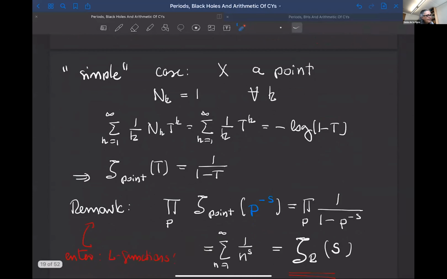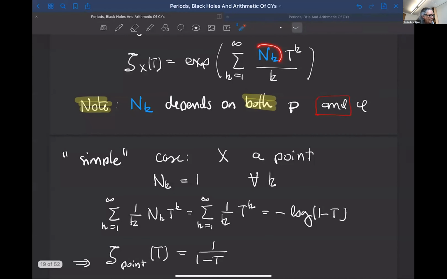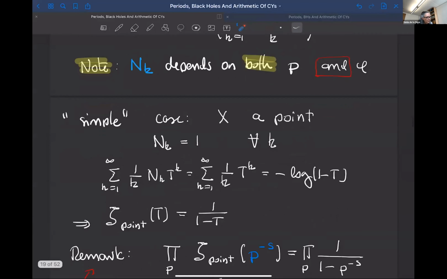The simplest case is when your variety is just a point. You might think that is boring, ridiculously boring. The number of points in that case is always 1 for all k. And then you put 1 in the exponent here, and this of course is minus the logarithm of 1 minus t, and the zeta function of a point is 1 over 1 minus t. Couldn't be any more boring.